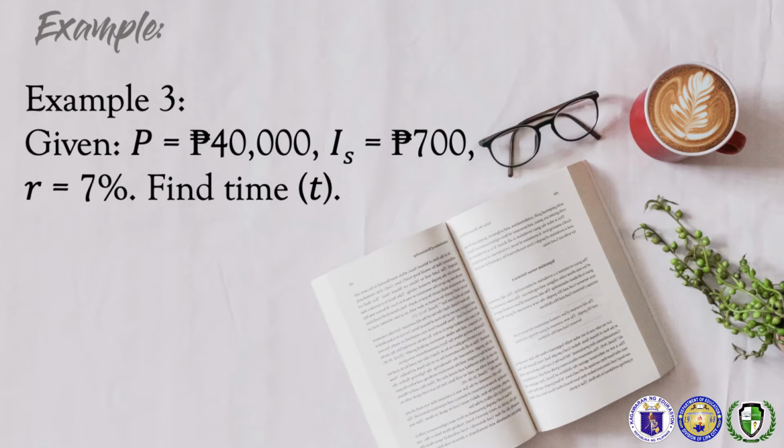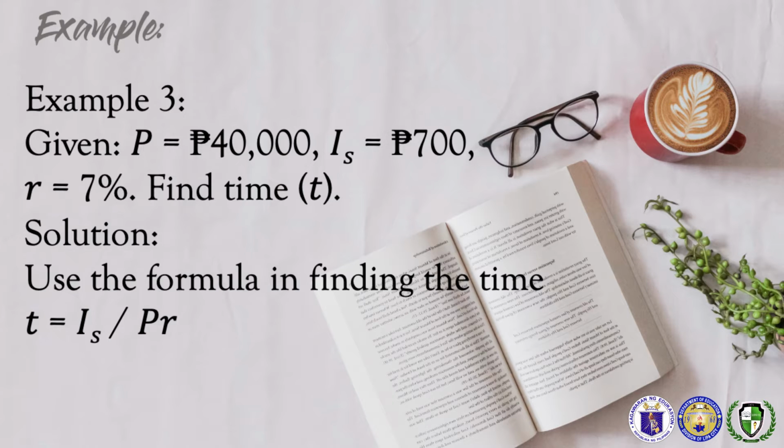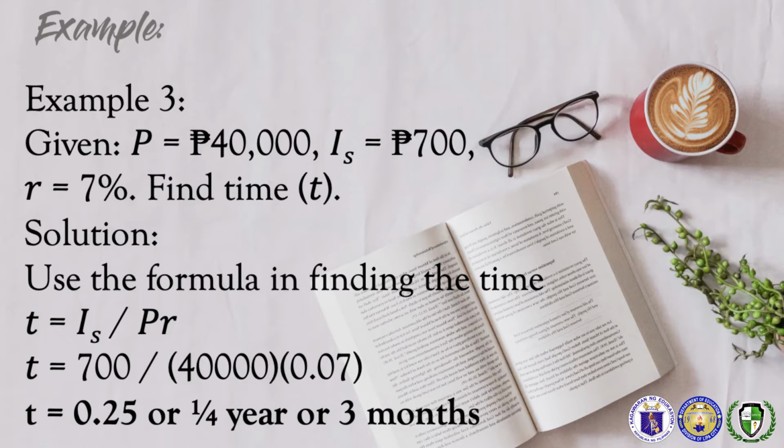Example number 3. Given that P is equal to 40,000, I sub s is 700, and R is 7%, find the time or T. Using the formula in finding the time, which is T is equal to I sub s divided by P times R, we will obtain 700 divided by 40,000 times 0.07. And the answer is 0.25 or 1/4 year or 3 months.